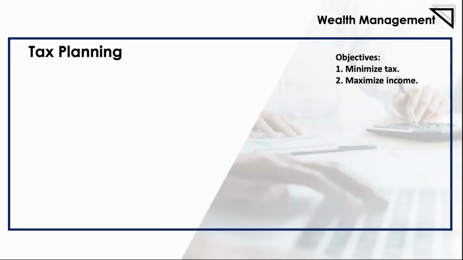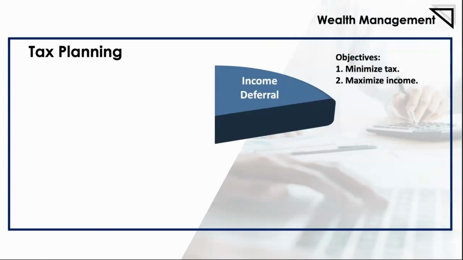Now, the objectives of tax planning are obviously to minimize tax and also to maximize income. Now, again, there are 5 categories of tax minimization, and we're going to go through each one. The first one is income deferral. Essentially, income deferral means that we defer having to declare income, or having to pay taxes, which means your assets grow larger without immediate tax encumbrance, right? So that's the benefit of income deferral.